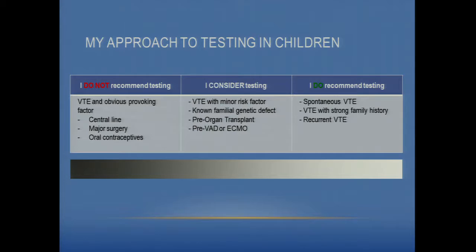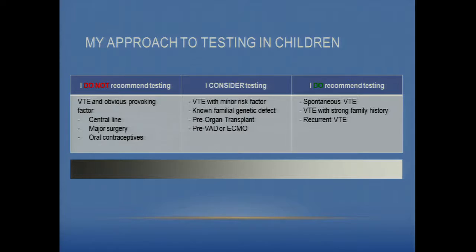But nonetheless, to make it as simple as possible, there are certain cases where I definitely do not recommend testing. If you have a venous thromboembolism in a child and you have an obvious provoking risk factor, a central line is present, major surgery was just performed, someone's taking an estrogen-containing oral contraceptive pill, these are situations where, assuming there's no significant family history, I wouldn't bother doing hypercoagulability testing.